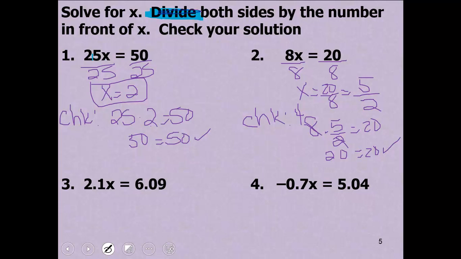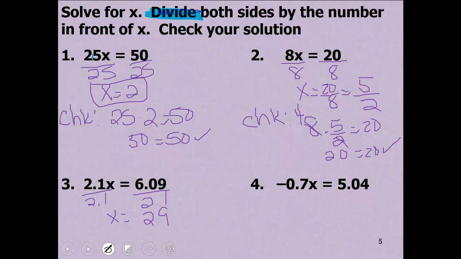Number 3, again, I'm multiplying 2.1 times x, so to undo that, I have to divide by 2.1. When I do that, I get 6.09 divided by 2.1, and I get 2.9. Plug it in, check it. 2.9 times 2.1 equals 6.09. So it checks. You try number 4, come back and see if you got it right.